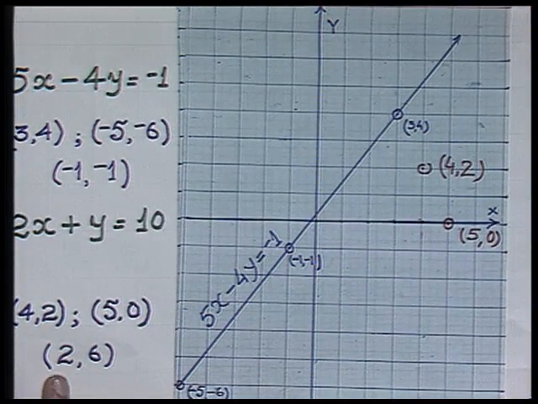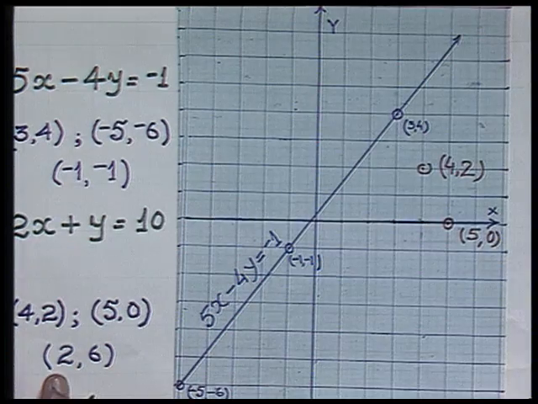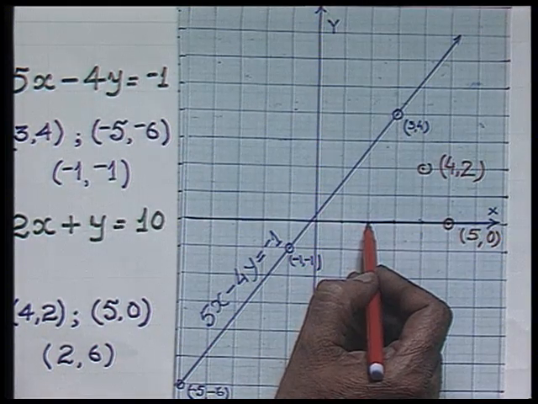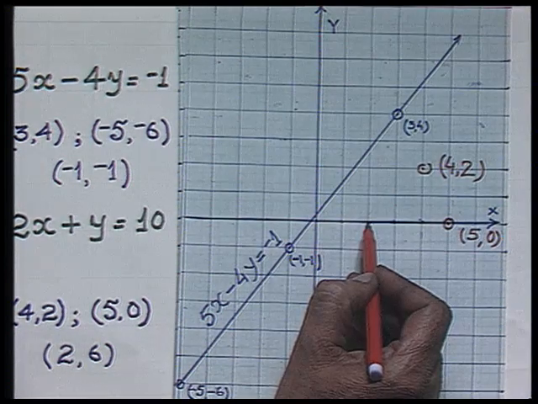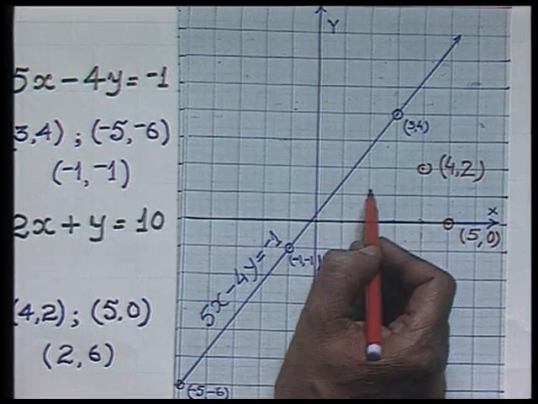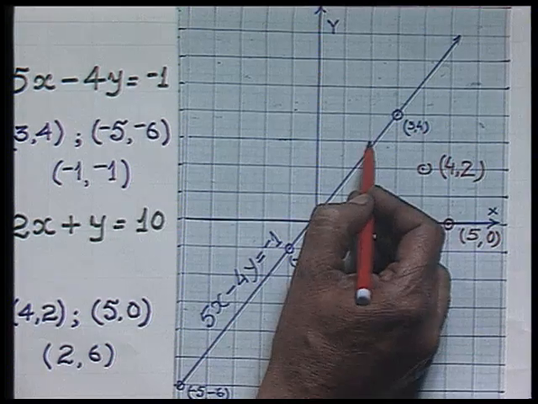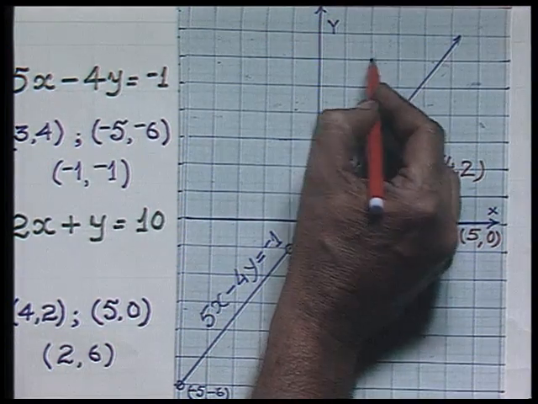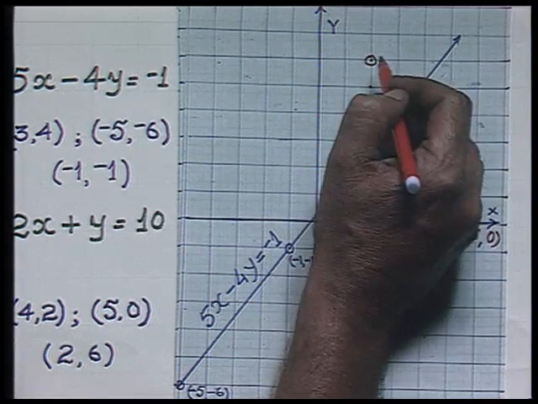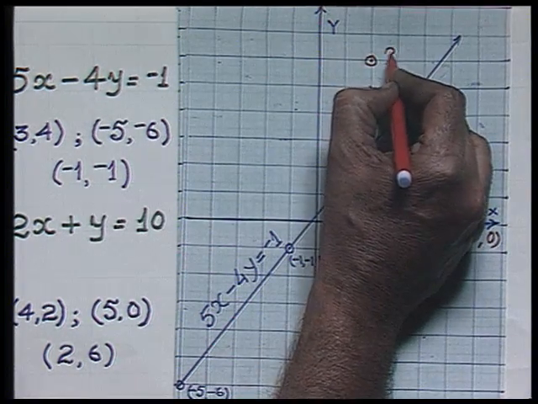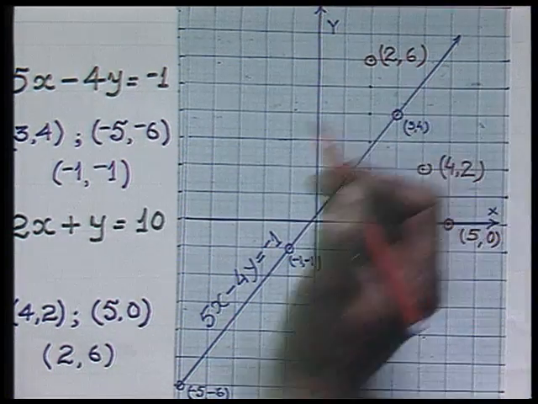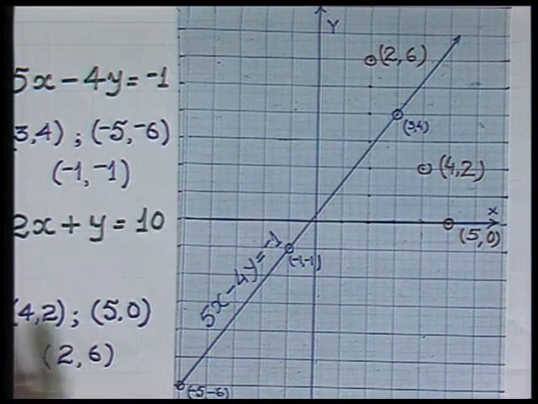And now let's plot the third point. The third point is (2, 6). 1, 2, and 6 units. Where do I go, up or down? 6 is positive, so I move up 1, 2, 3, 4, 5, and 6. And this point is now (2, 6). Now let's join these points by the scale.